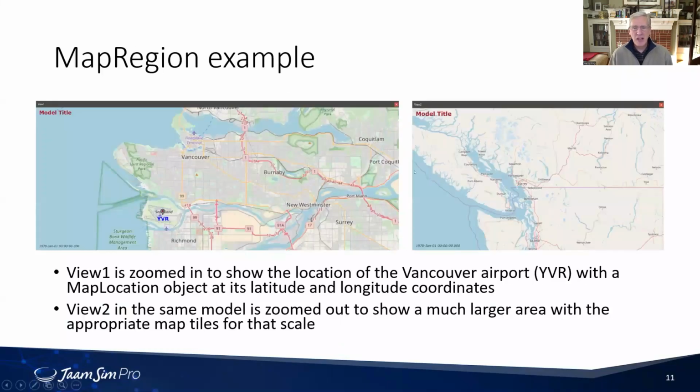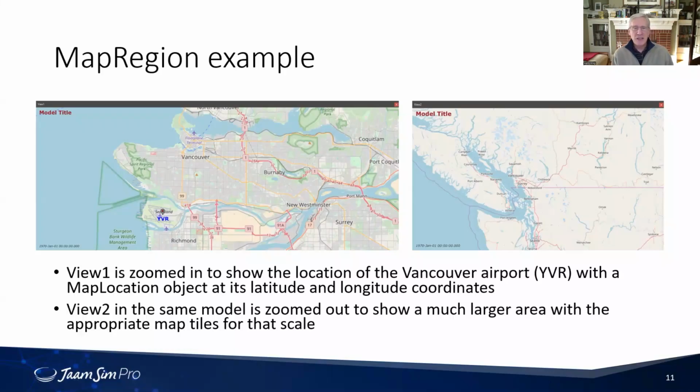So here's an example of a map in JaamSim Pro. These two windows show the Vancouver area at various levels of enlargement. The one on the left shows a very detailed view of the city with a map location object located at Vancouver Airport, YVR, located down here. And the second view window shows a zoomed out view of that, showing a good part of the province and Washington State.